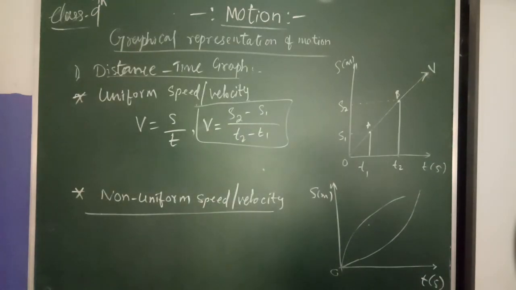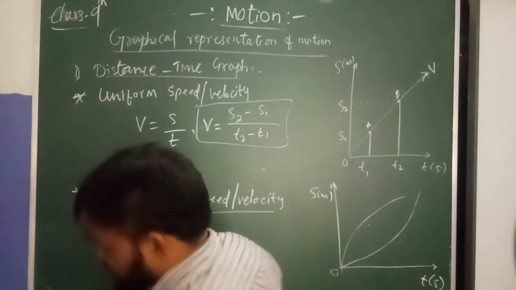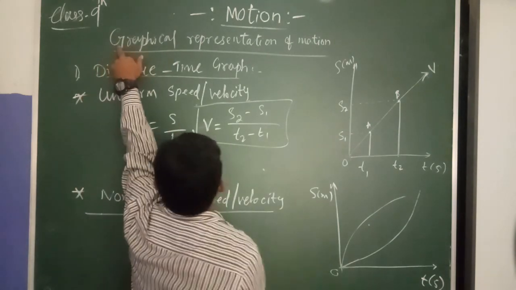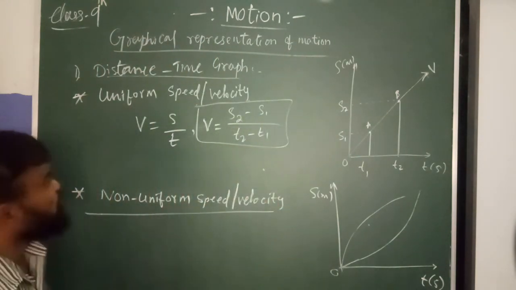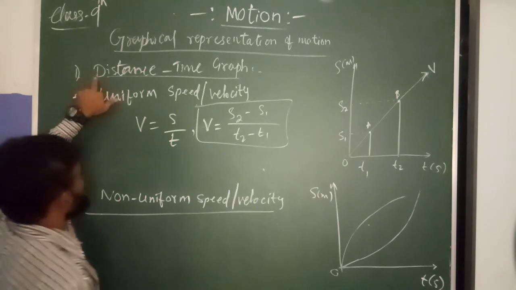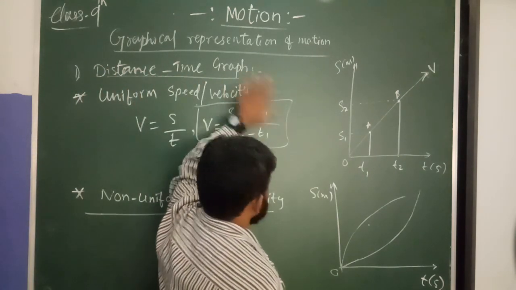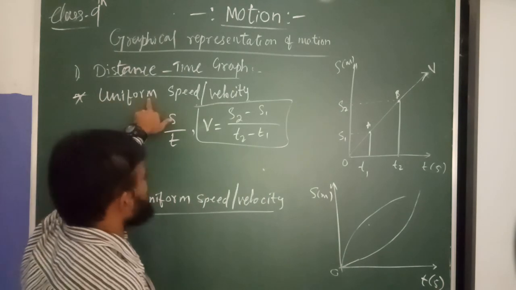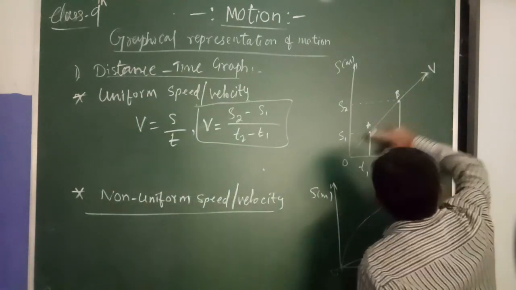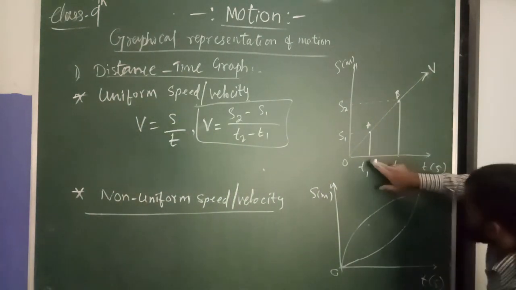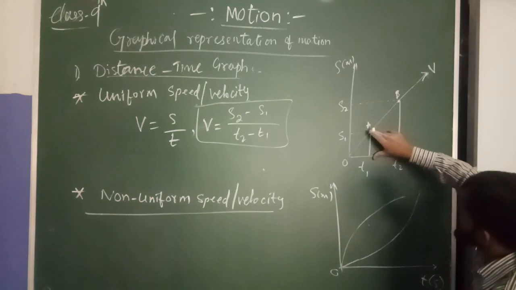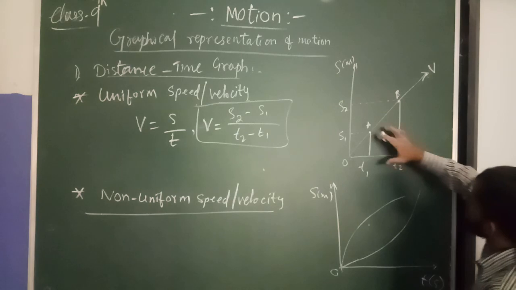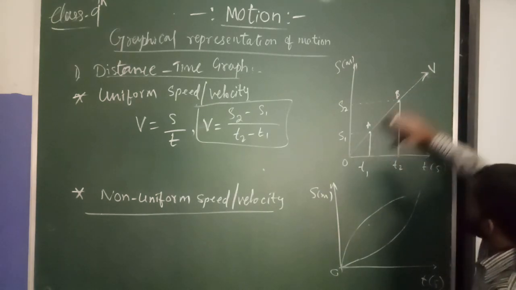Now I am going to explain the main important point: graphical representation of motion. First one, distance time graph, uniform speed. You know that uniform speed is important. So here speed is increasing, time is also increasing, velocity is increasing, time is also increasing.